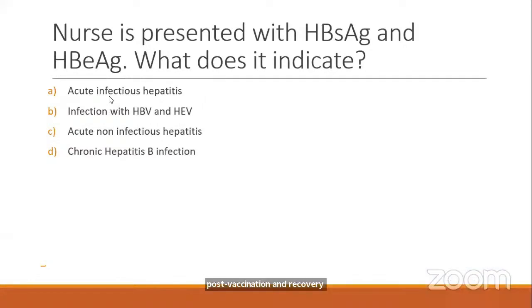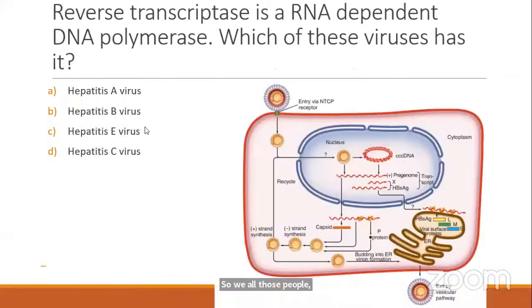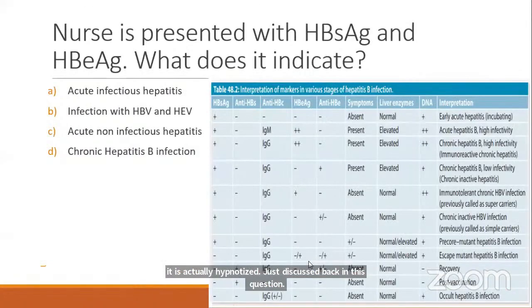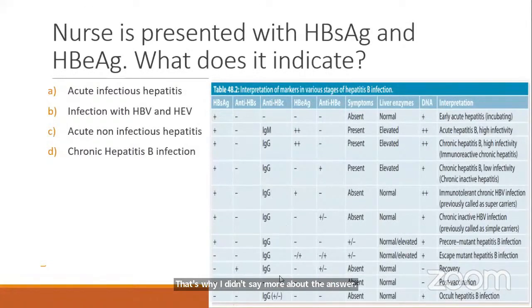Sir, answer for the previous question? Yes, it is actually hepatitis B virus. It was discussed back in this question. That's why I didn't say more about the answer. It is hepatitis B. Okay, so back to this question, you can see anti-HBs is seen in case of recovery and post-vaccination status. It will be good if you are able to learn this chart. Most probably some question will be there based upon it.